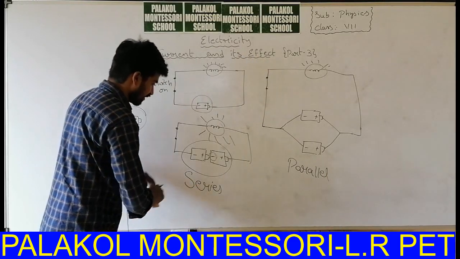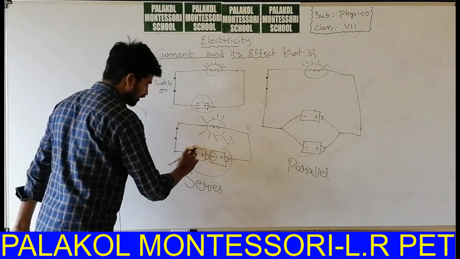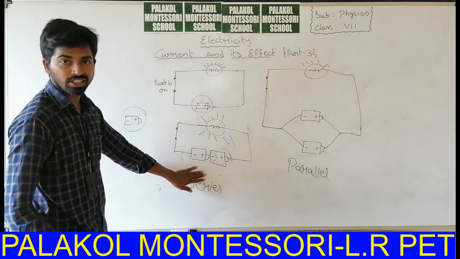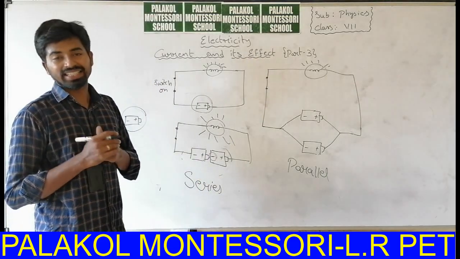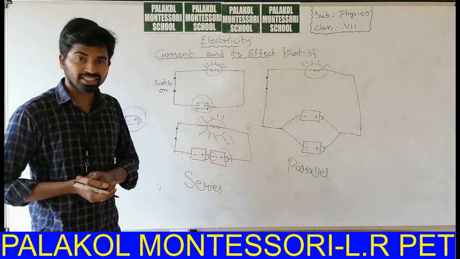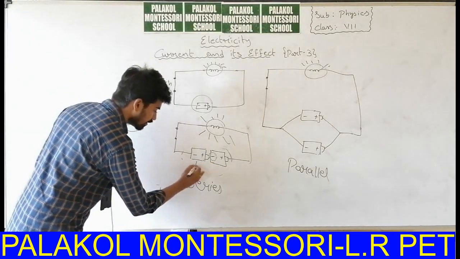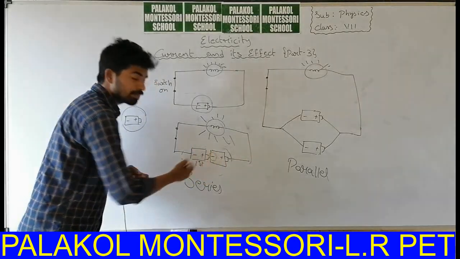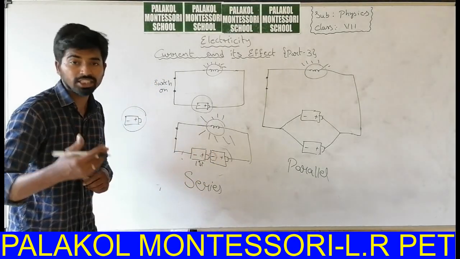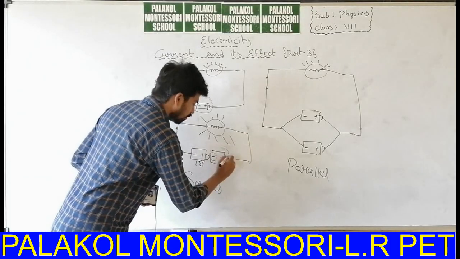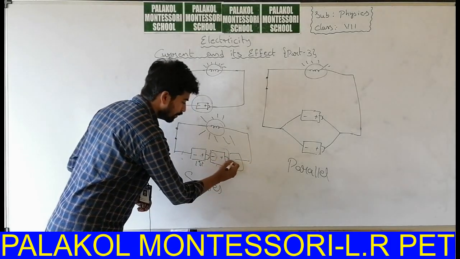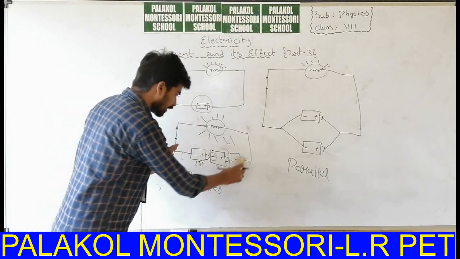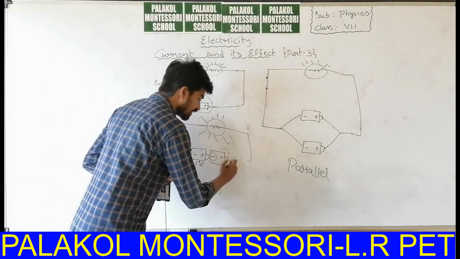In series connection, let us see the difference here. This is the series connection. How are the batteries connected in a series connection? The positive terminal of the first battery is connected to the negative terminal of the second battery. If you have a third battery, the positive terminal of the second battery is connected to the negative terminal of the third battery. This type of connection is called a series connection.